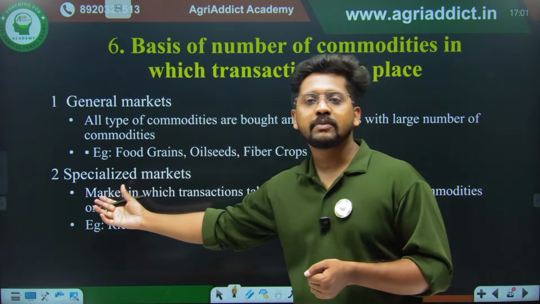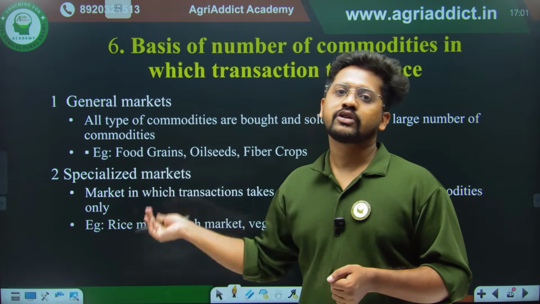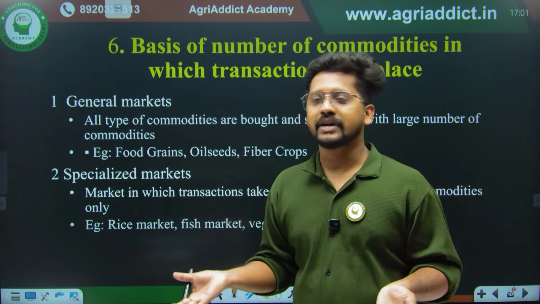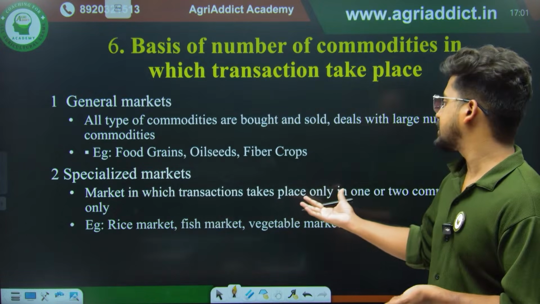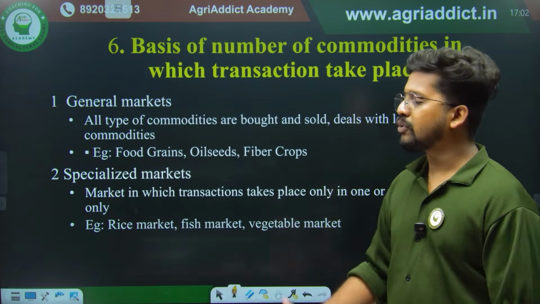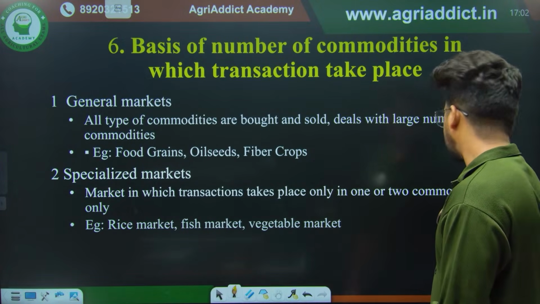At the same time, there will be some specialized markets. If you are going to the fish market, you cannot ask, okay, can you give me some soap? You will not get it, right? A market in which transactions take place only in one or two commodities, specialized for a single commodity, is known as a specialized market.